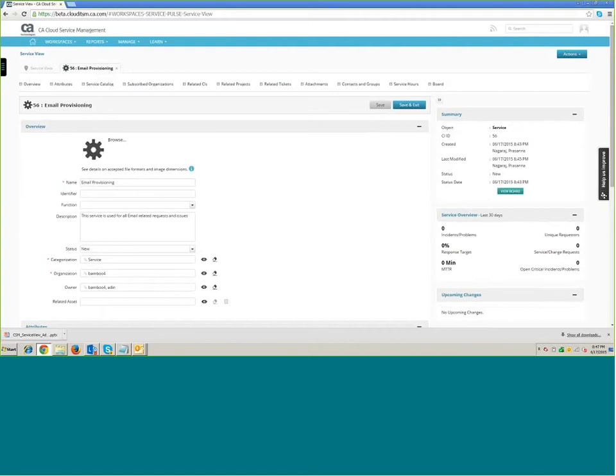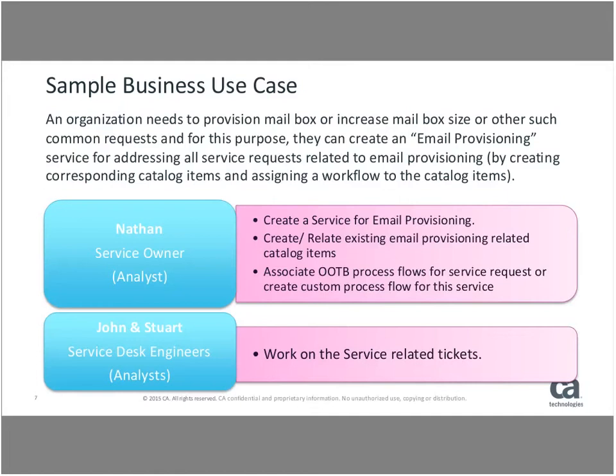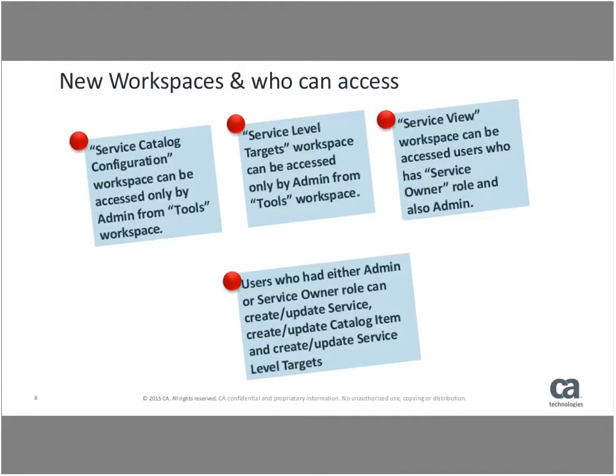So I'm just switching it back to the presentation. So here what I did was, I created an email provisioning service, and then related the email provisioning catalog items, the 3 catalog items which we created. And those 3 catalog items are already associated to the process flow. So we can start working on the service related requests. So that's how it is, pretty simple and straightforward, to start using this.